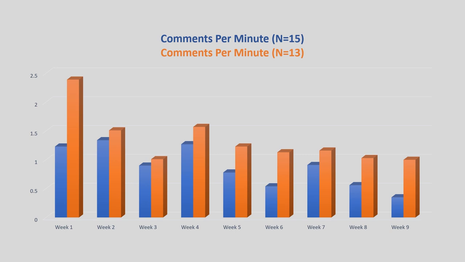Now, this has had an effect. Look at the comments per minute. In the past, I was measuring comments per minute with a sample size of 15. In this new style, my sample size is only 13. So my sample size, the number of students participating, is smaller, and yet look at the comments per minute. They have gone, in some cases, way up. In all cases, they have gone up. So even with fewer students, I get more comments.